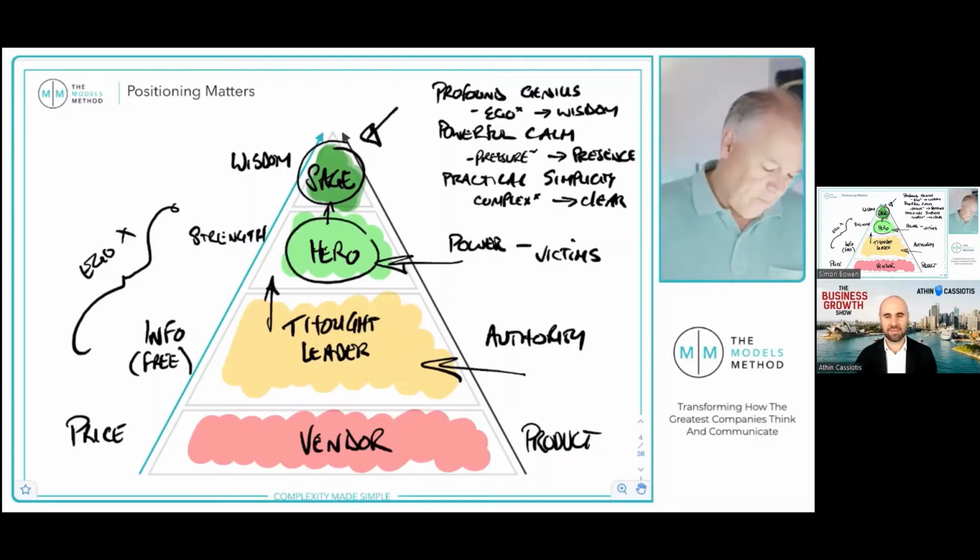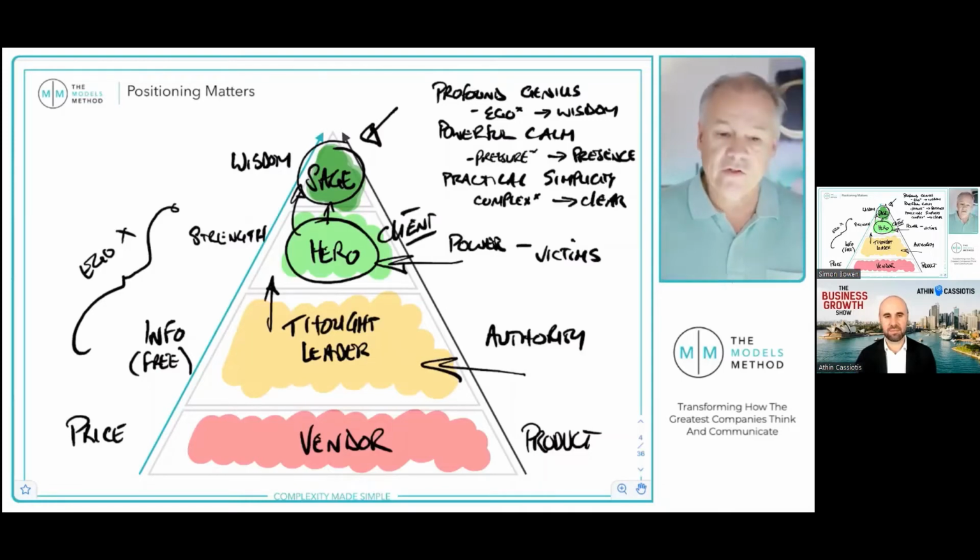If you stop being the hero and you become the sage, you exit that hero level. And what that does is it allows your client to be the hero in their own story rather than you. And everything changes when you move from the idea of an ideal avatar to a hero client. You're no longer selling to victims, you're selling to heroes.